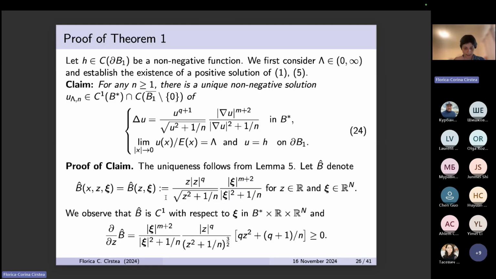Now for the existence, I would like to, yes, I was actually quite slow. So for the proof of theorem 1, for the existence result, what I want to say is, what is different here?